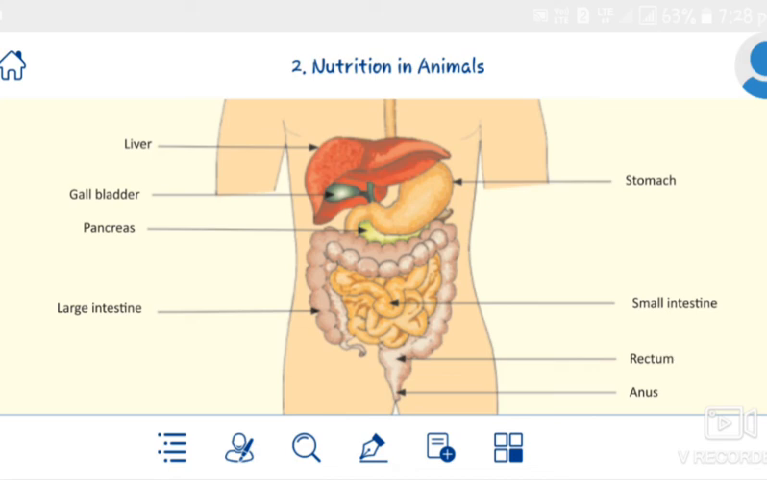So here we studied five stages. What are they? Ingestion, digestion, absorption, assimilation and egestion. Understand that? So what are the five stages? Ingestion, digestion, absorption, assimilation and egestion.